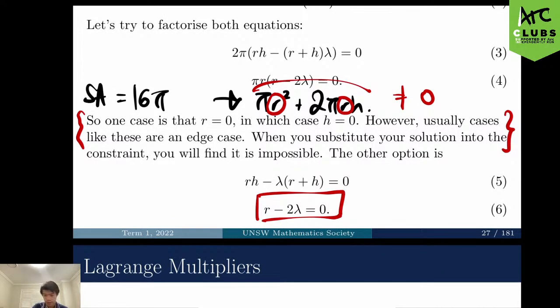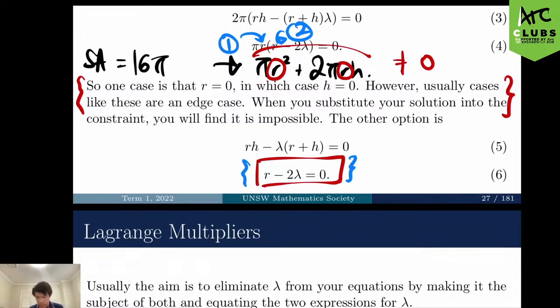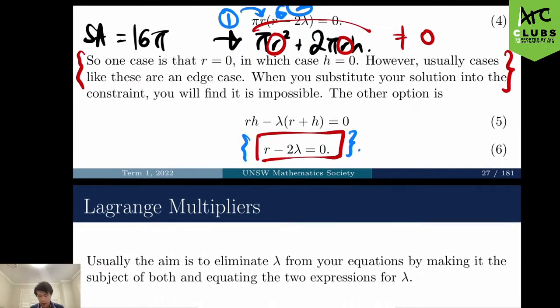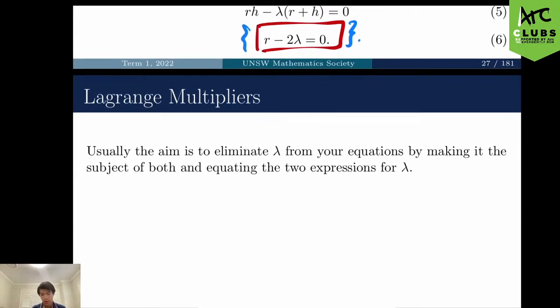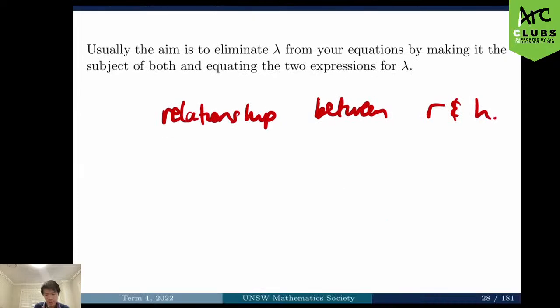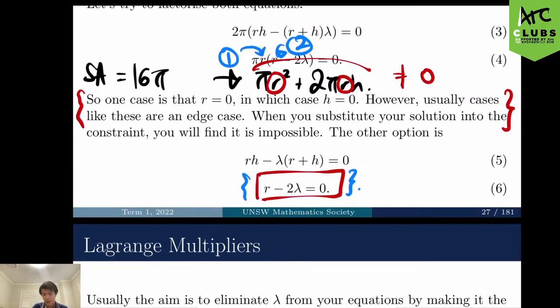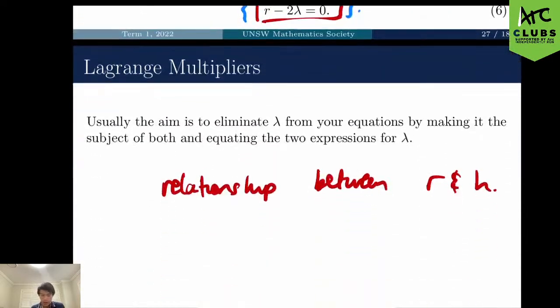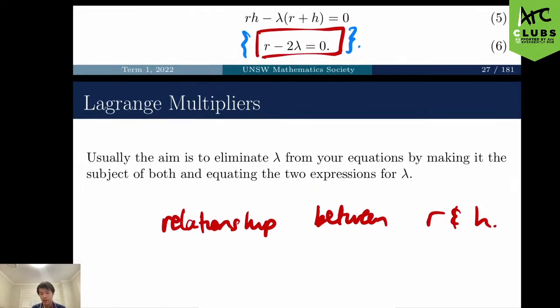Okay, so two cases. r is equal to 0, or this one is equal to 0. And it turns out that this is equal to 0. So we have a bit more clarity now. And what we'll usually do, our general strategy, is try to eliminate lambda from the equations. Why is that? Because we want to find a relationship between r and h. Because then, like I said before, you get this surface area equation. You can sub in that relationship, and then you can solve for one of the variables. So let's try to find a relationship between r and h by eliminating lambda.